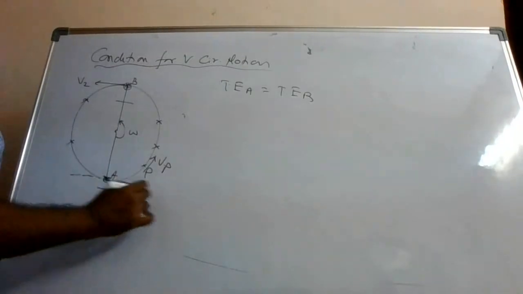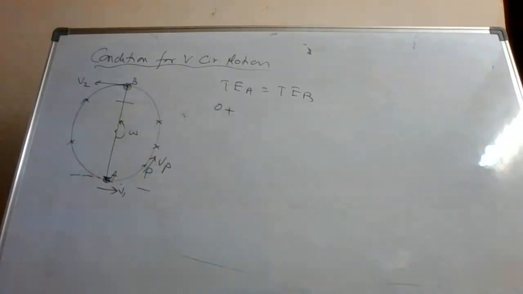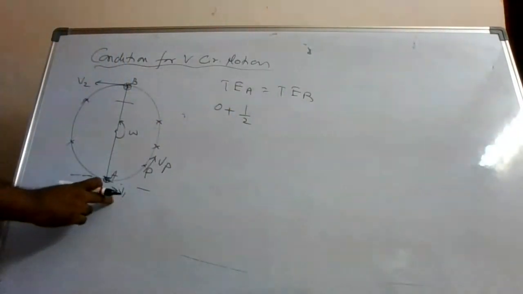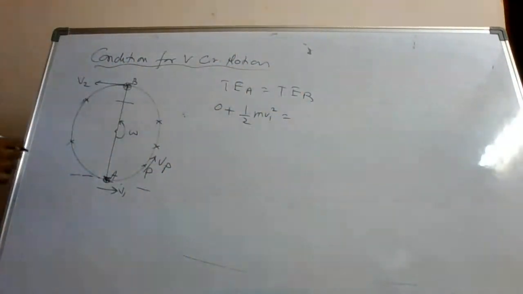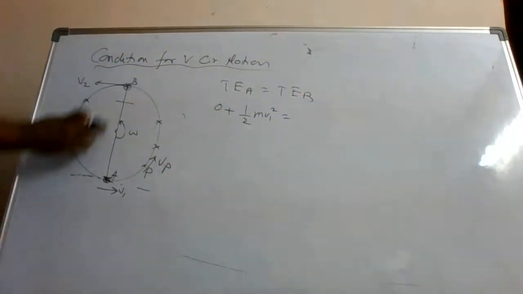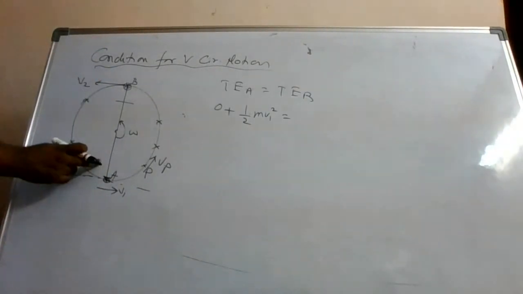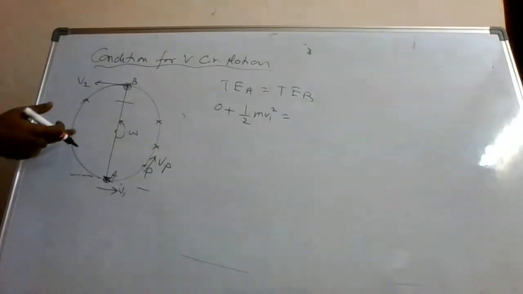We will take this as the reference line. So what is potential here? 0. Potential energy mgh, it is 0 here. H is equal to 0. What is kinetic energy? Let us say at this position the speed is v1. So half mv1 square is equal to, what is the potential energy at this point? mg into h. So what is this? Let us say this length of the string is L. So it is 2L. Alright.